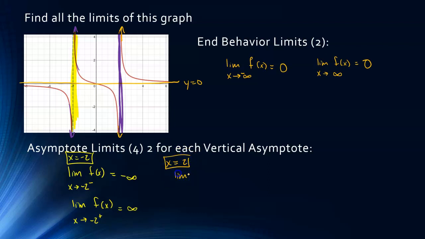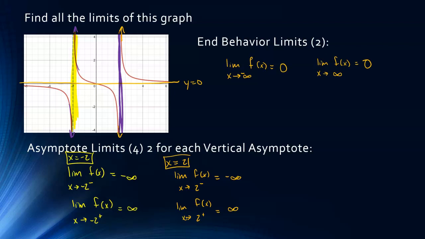The way that we would describe this limit is as x approaches 2 from the left, the left side of that vertical asymptote, it's going downwards. Then we have the right side of that vertical asymptote, which is going infinitely upwards. Okay, so that's how you would identify the limits for asymptotes, because again, the graph is approaching those asymptotes and it's doing two different things at each asymptote.